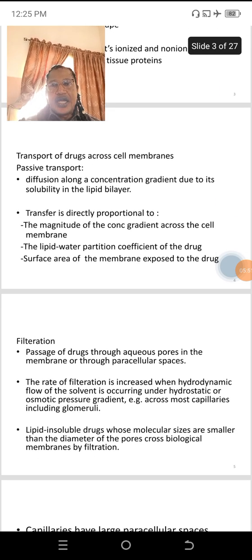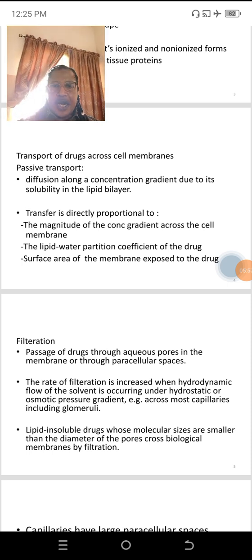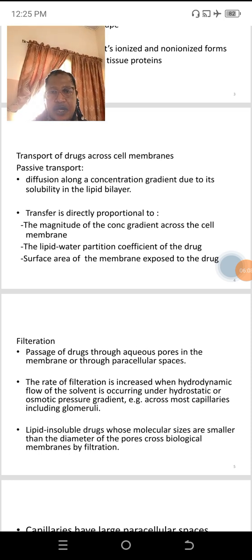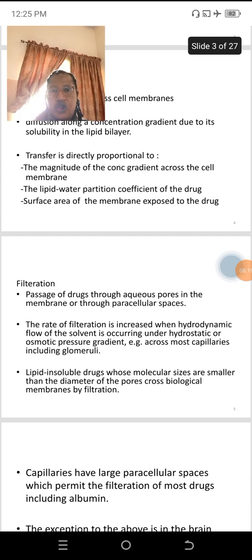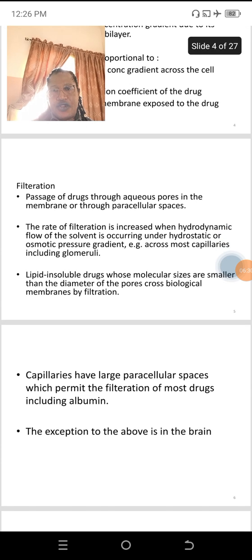Filtration, on the other hand, is passage of drugs through aqueous pores in the membrane or through paracellular spaces. And the rate of filtration is increased when the hydrodynamic flow of the solvent is occurring under hydrostatic or osmotic pressure gradients. For example, this is what happens across most capillaries in the body, including the glomeruli. We should also note that lipid insoluble drugs whose molecular sizes are smaller than the diameter of the pores also cross biological membranes by filtration.